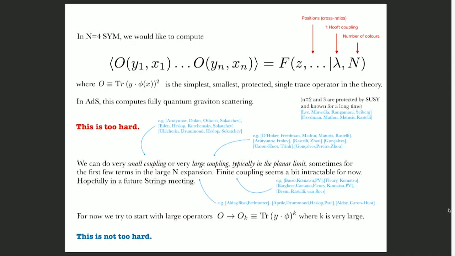However, as I'm going to tell you now, there is a neighboring problem that is not too hard. If you replace this O, which was y dot phi to the k, where y was this null vector that Simon had, and k is large. And now we'll see what it means to have k large, but we'll be studying then correlation functions of these higher modes. Okay? Then it's not that hard, as I'm going to explain now.